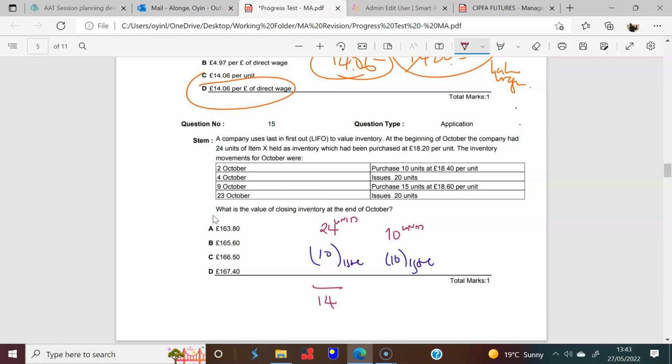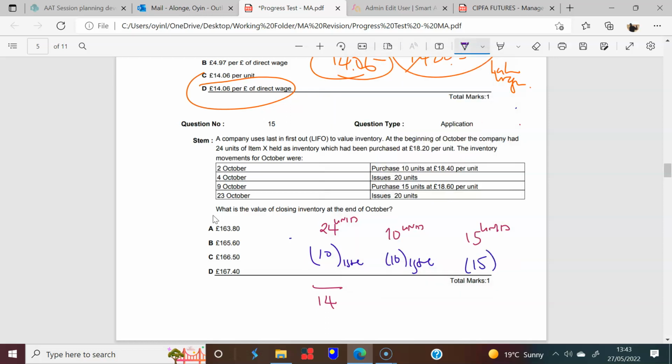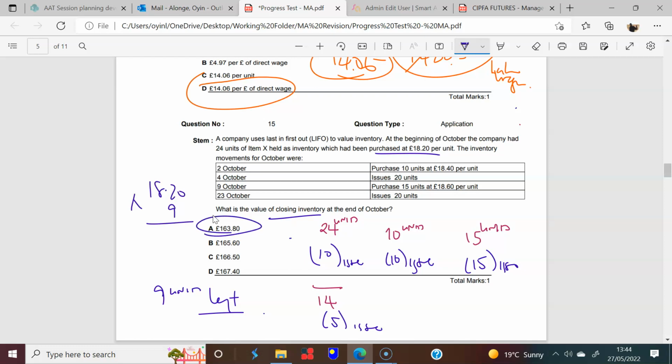Then you buy another 15 units, and you now issue 20 units. The 15 you've just bought will go to issue, and 5 from here will go to issue, which means in effect you will have 9 units left in stock. The question says those 24 units had been bought for £18.20 a unit. So £18.20 times 9 units, because we're interested in the value of the closing inventory, is £163.80, and that takes us to A. And that rounds up this batch of questions.